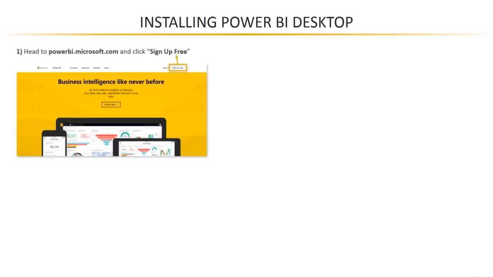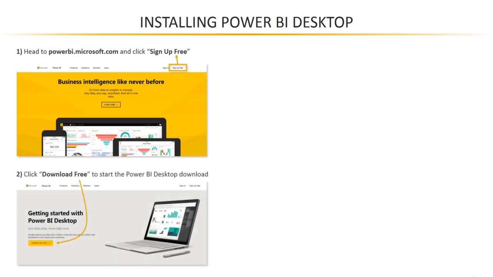Let's cover installing Power BI Desktop and adjusting settings for the purposes of this course. If you haven't already downloaded the program, it's a very simple process. Just head to powerbi.microsoft.com and click that Sign Up Free button in the top right. That will take you to another page that should look something like this. You can click the Download Free button. That will actually start your Power BI Desktop download.